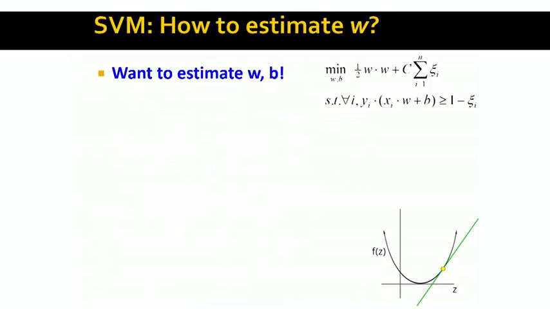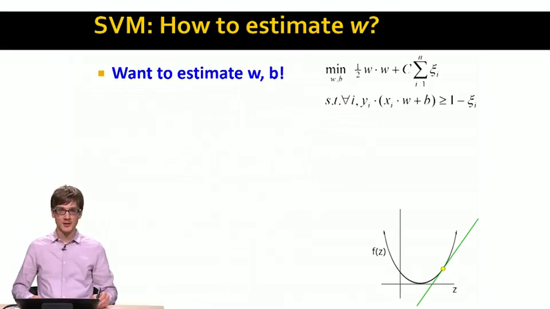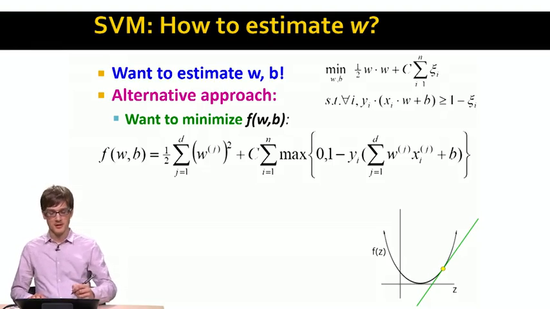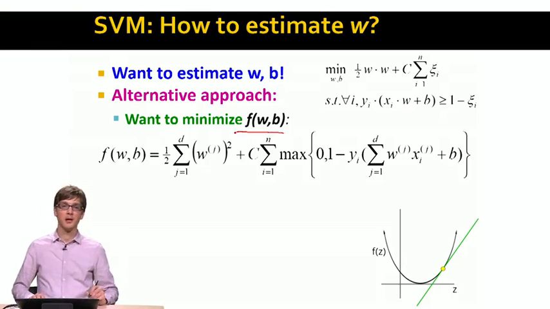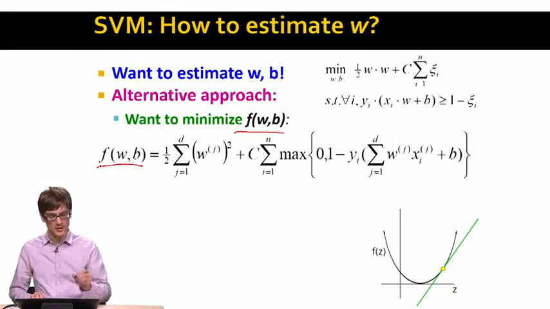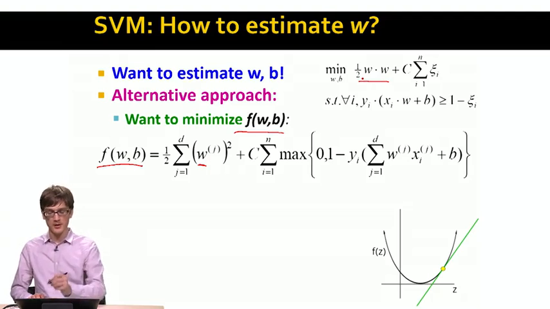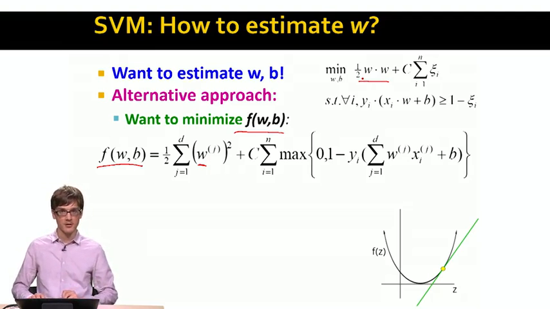Our goal is to estimate W and B, and the way we will do this is with an alternative approach. Imagine that we want to minimize this function f of B and W. So there is some abstract function that has two parameters, B and W, and we want to find their values such that the function is minimized. What is the function? The function is very simple. This is simply 1/2 the sum over all the dimensions of the squares of the values of W. So this is the first part, the margin maximization part of our optimization problem.